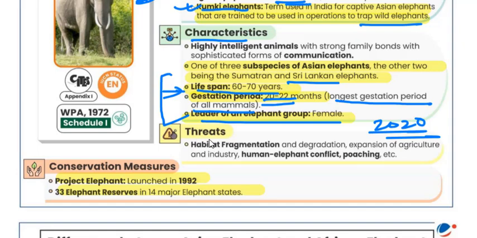Next is threats. Threats are habitat fragmentation, degradation, expansion of agriculture and industry, and human-animal conflict. This is always in news. We have seen the cases of Kerala also. Okay? Poaching. And next is the conservation measures.